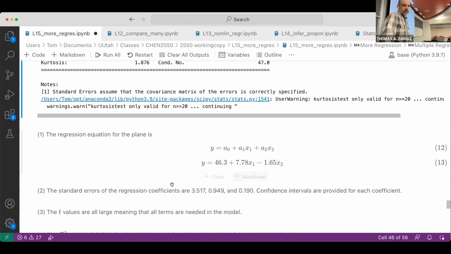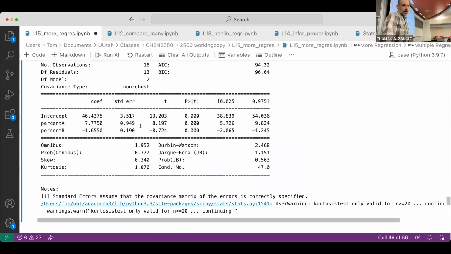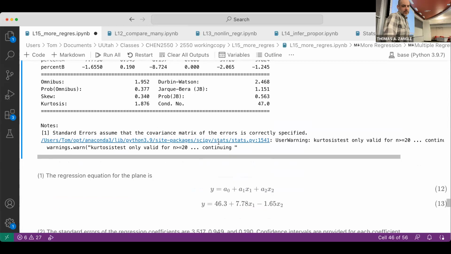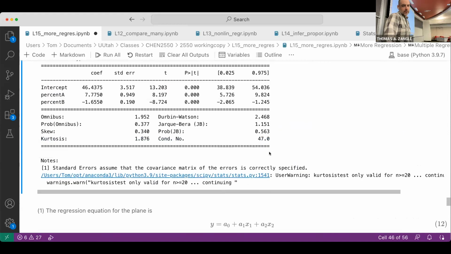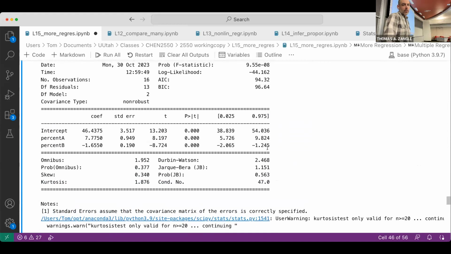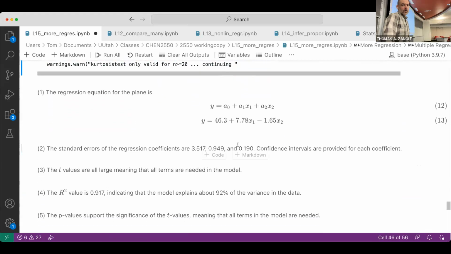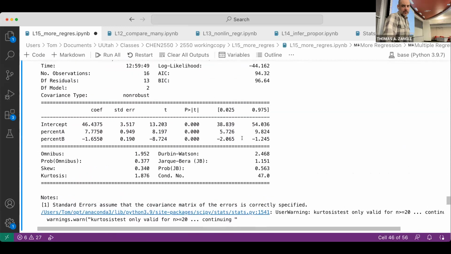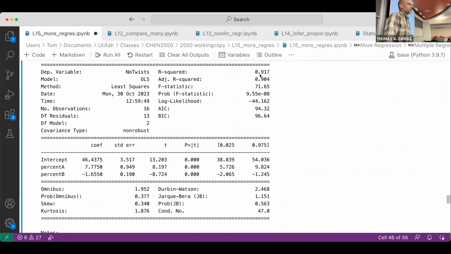We can then also from this data see standard errors of the regression coefficients. So that's given here, as well as confidence intervals provided on those coefficients. We have an R-squared value indicating that the model explains about 92% of the variance in the data. So if we look up here, there's our R-squared value indicating that, consistent with what we saw in the plots, it looked like the data was roughly linear in both variables. And so we have a really nice high R-squared, again, indicating that that linear model was appropriate.